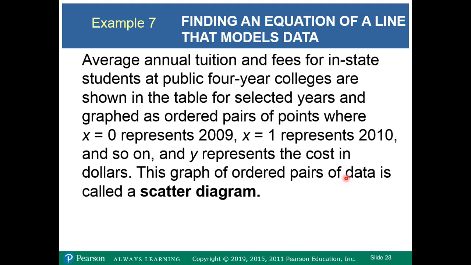So let's look at this. In this example, the average annual tuition and fees for in-state students at public four-year colleges are shown in the table for selected years and graphed as ordered pairs of points, where x equals 0 represents 2009, and x equals 1 represents 2010, and so on. So y represents the cost in dollars, and x represents the number of years after 2009.